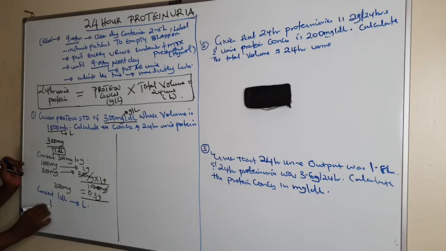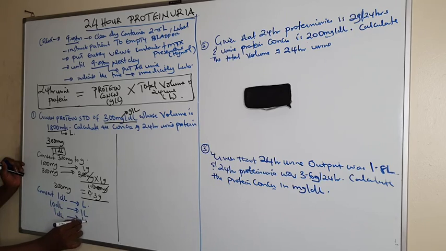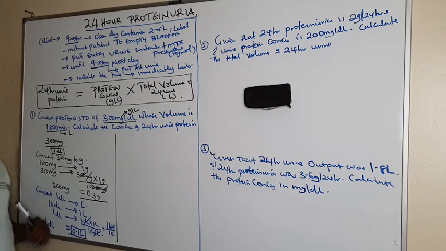And we know that 10 deciliters is equivalent to 1 liter. What about 1 deciliter? It is equivalent to 1 deciliter times 1 liter divided by 10 deciliters. Deciliter goes with deciliter. We remain with 1 liter out of 10, which is equivalent to 0.1 liter. So 1 deciliter is the same as 0.1 liter.